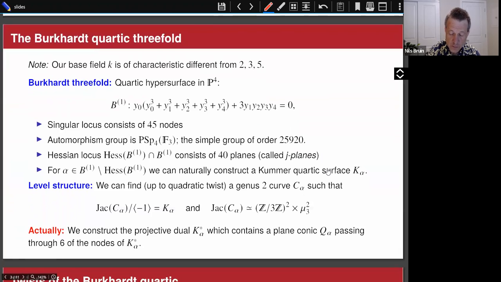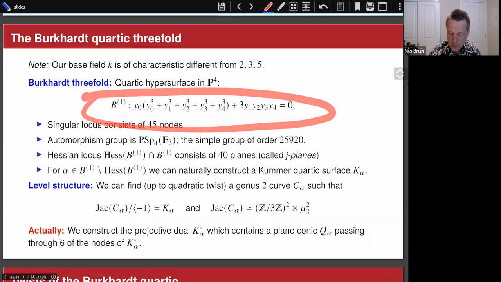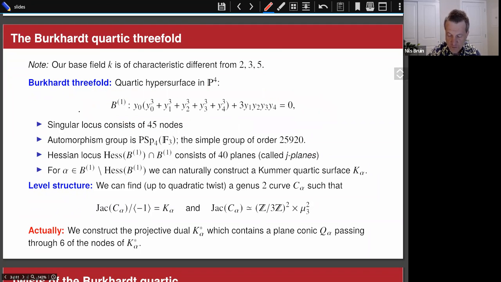Okay, so the Burkhardt quartic threefold has a very explicit equation. It's an equation in 5 variables, homogeneous of degree 4, so that gives you a hypersurface of degree 4 in P4. It can be characterized in several ways. One good one is that it has 45 nodal singularities. That's the maximum that a quartic threefold can have.